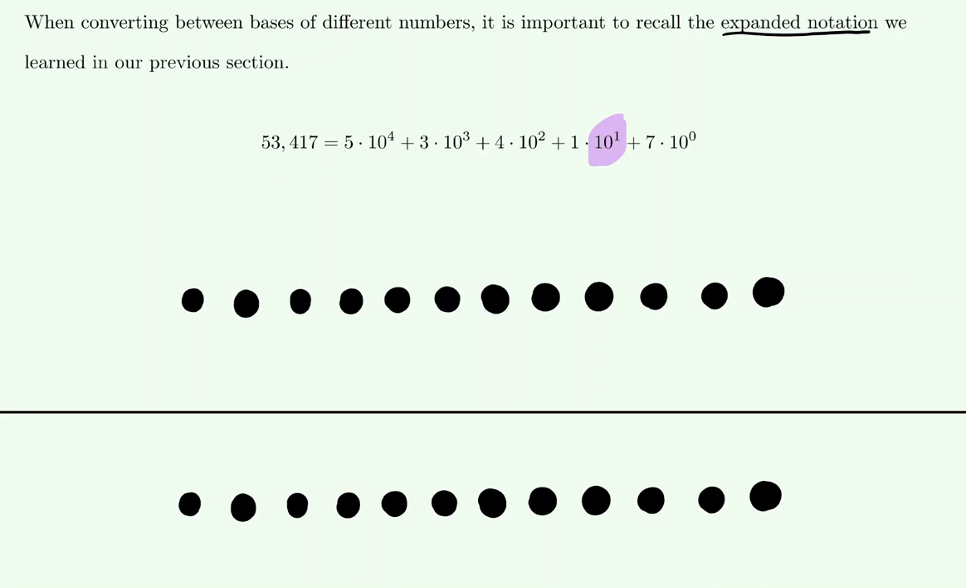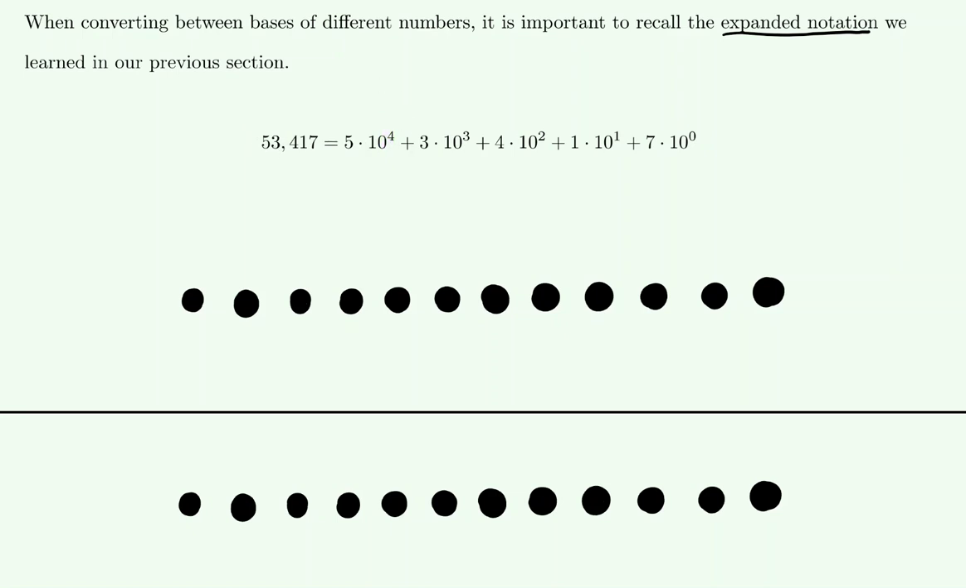And then what happens is we keep increasing the powers of 10 as we go to the left of the number. So for instance, next we see 10 squared, and then next we see 10 cubed representing 1,000. And then finally, for this number, 53,417, the largest power of 10 is 10 to the 4th, which represents 10,000. So specifically 5 times 10,000 would get us the 50,000 here.